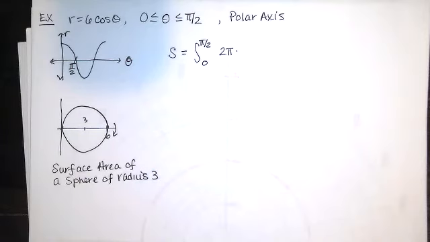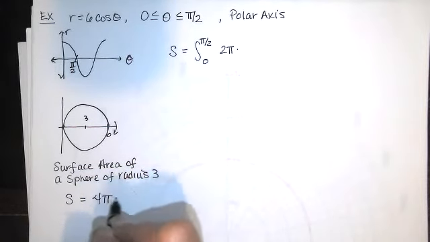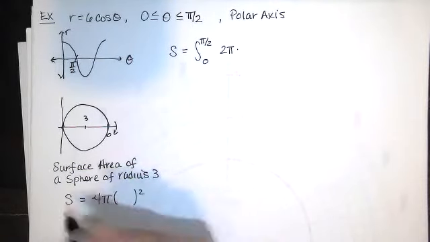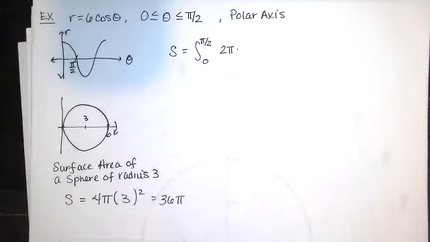Okay, so looking at that picture, let me look at the formula for surface area of a sphere. Surface area is 4 pi times r squared. R is 3. So I'm expecting an answer of 36 pi. If we get 36 pi out of this, we know we did it right.